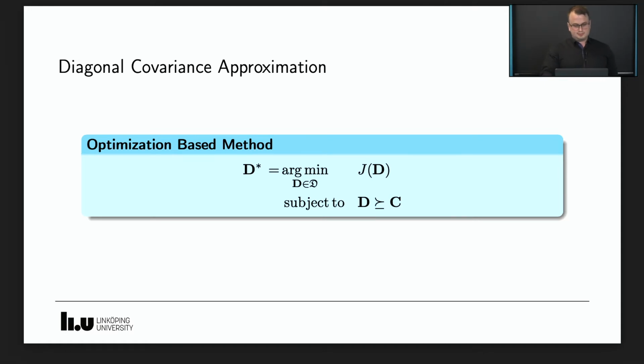Another way is to use the so-called optimization-based scaling method. So say that we have this D set, which contains all diagonal matrices. Then we optimize over some loss function J, subject to D being larger than C, and then we find the optimal upscaled D star.